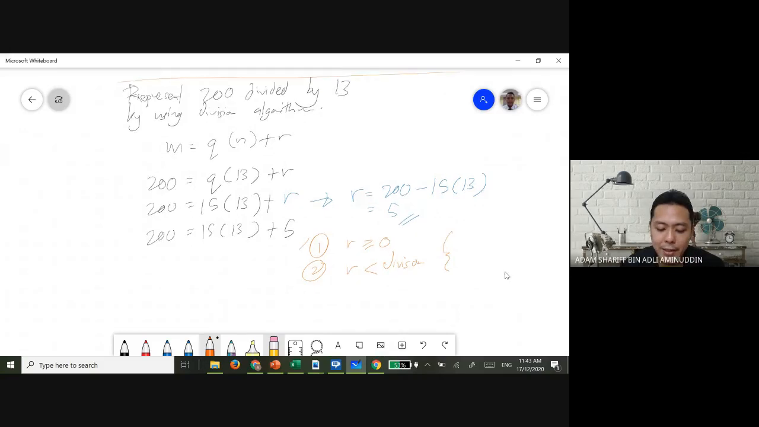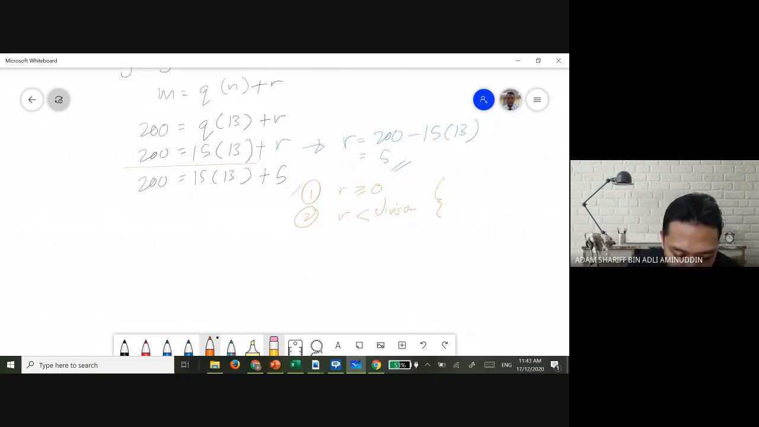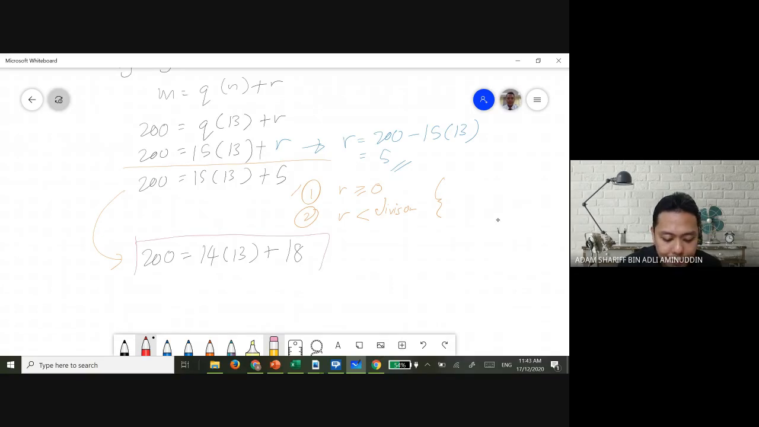You don't get my point yet. Sekarang ni saya nak kamu semua tahu dulu yang ni. Okay, what happens? 200 equals to 14 times 13 plus, it becomes 18 here. Mathematically, this is correct. This linear equation is correct.